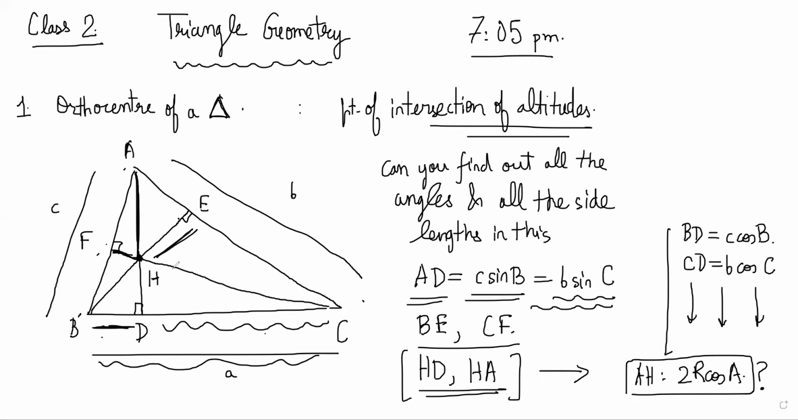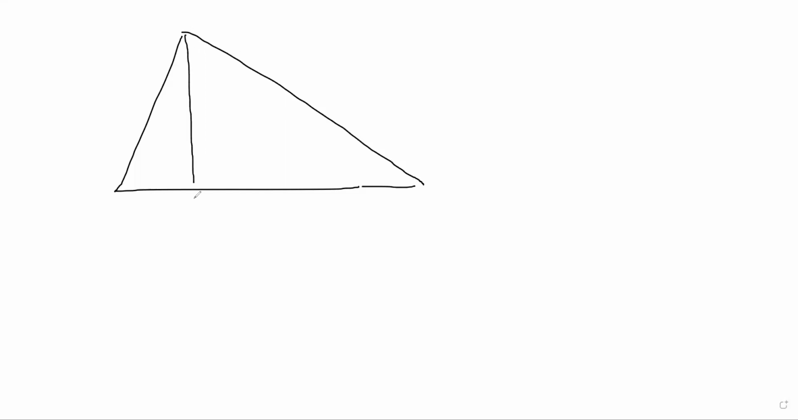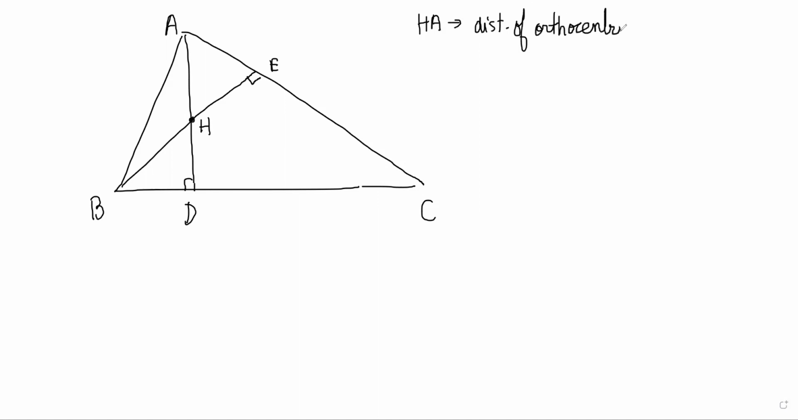Correct. Are you understanding what I'm saying? So what we'll do is the sine rule. So like this, let's say this is D and this is another perpendicular E. This is A, B, C. This is also 90. This is H. I want to find HA or HD. So first think of what is HA. HA is the distance of the orthocenter from the vertex A, right?